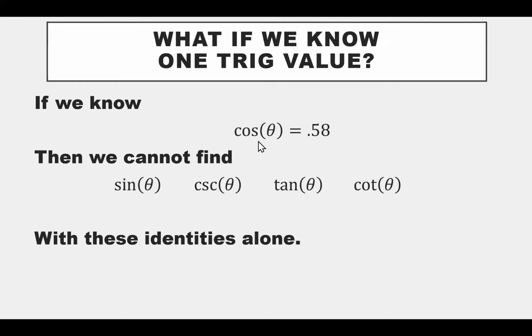So if somebody gave us, for instance, one value for a trig function, let's say they gave us that cosine of theta is 0.58. I could clearly find secant of theta if I wanted to, but I wouldn't be able to find sine, cosecant, tangent, and cotangent of theta with those identities alone, the identities that we saw on the previous page.